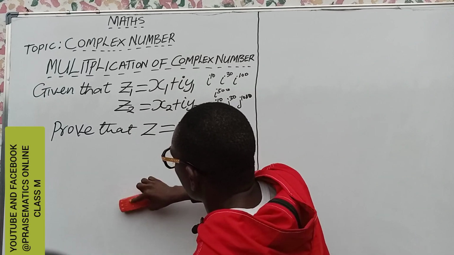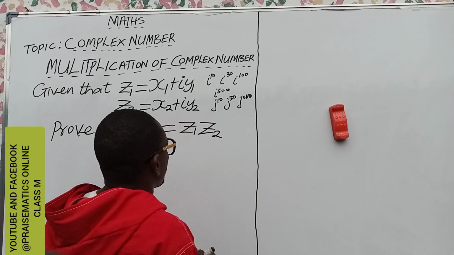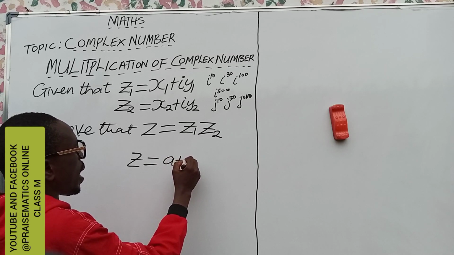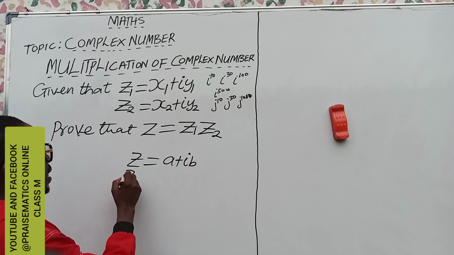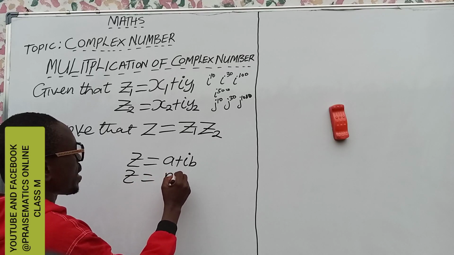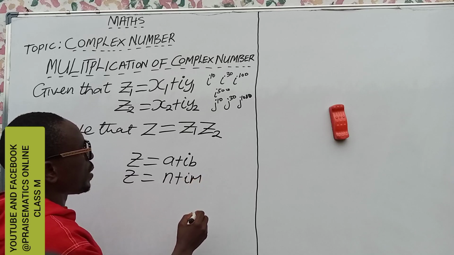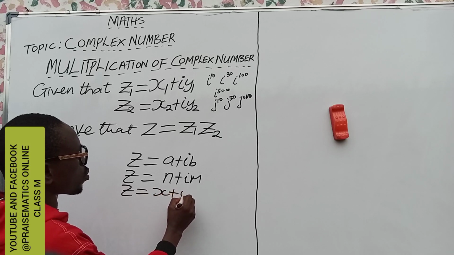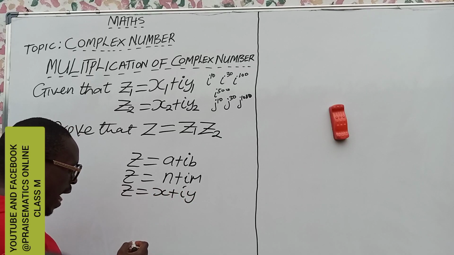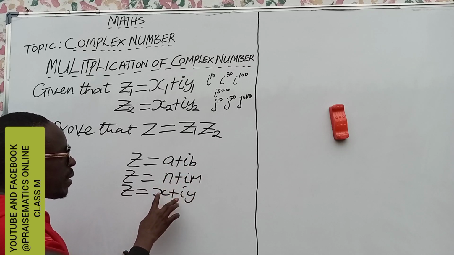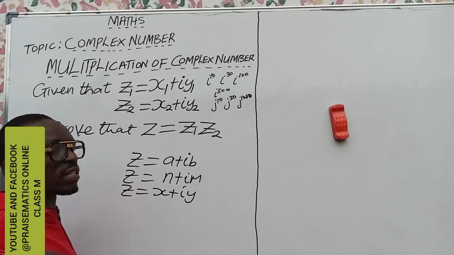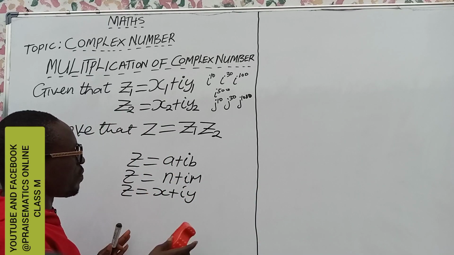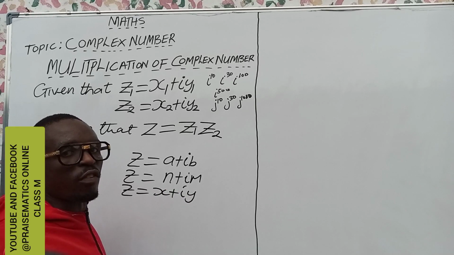In case you see it somewhere else, some textbooks write the complex number z equals a plus ib, and some say z equals n plus im. They are the same thing. The one we are using here is z equals x plus iy. All these are a set of ordered pairs coming from the real numbers. You can make use of any two alphabets, but it must be a set of ordered pairs.